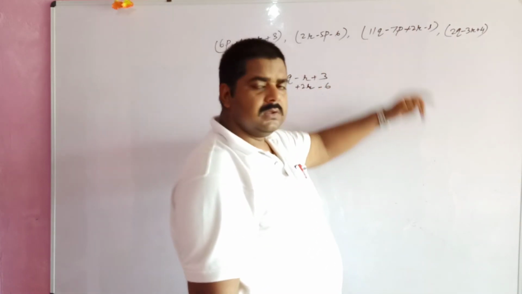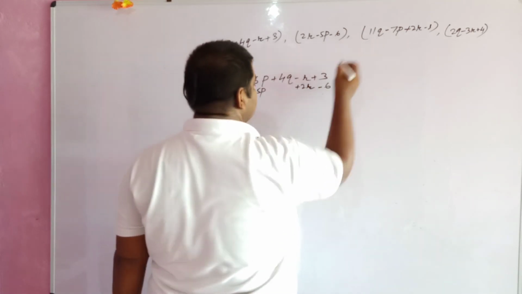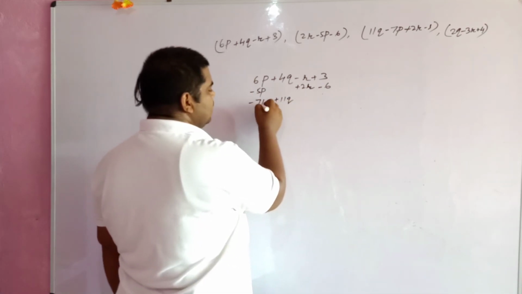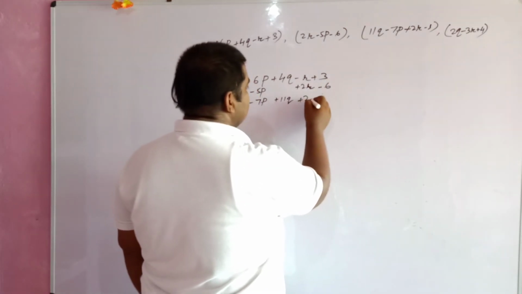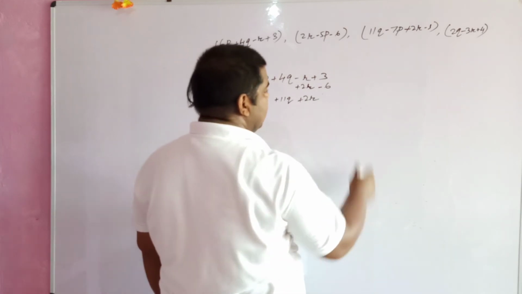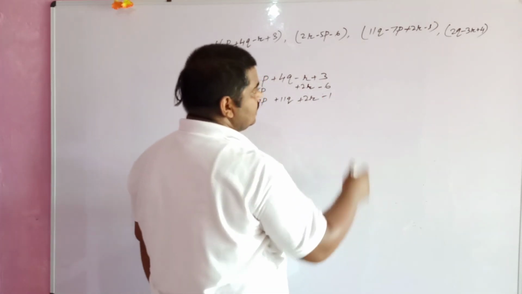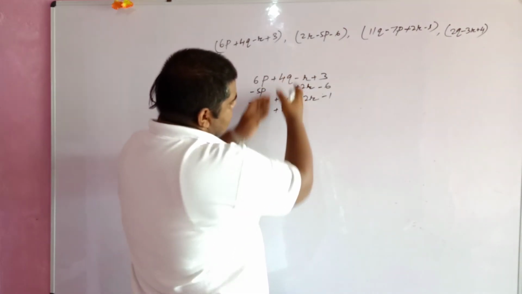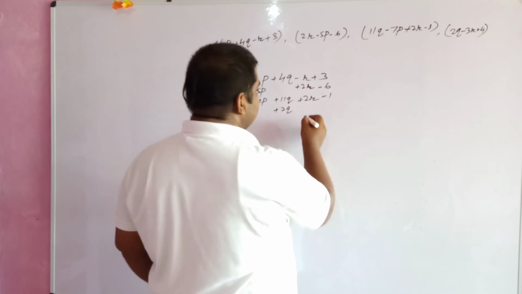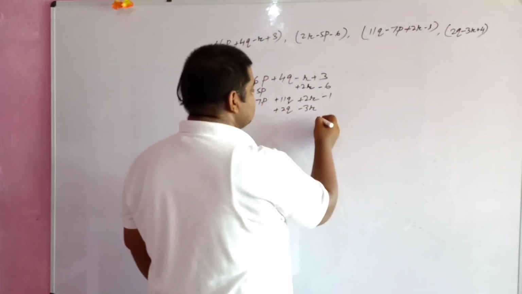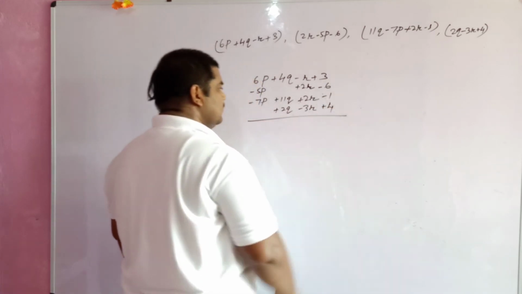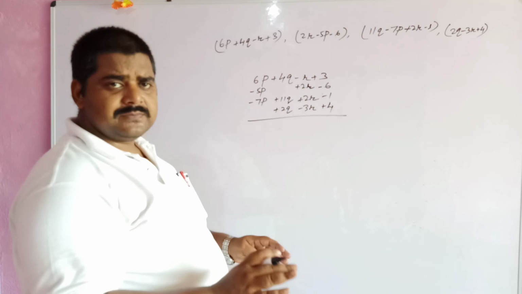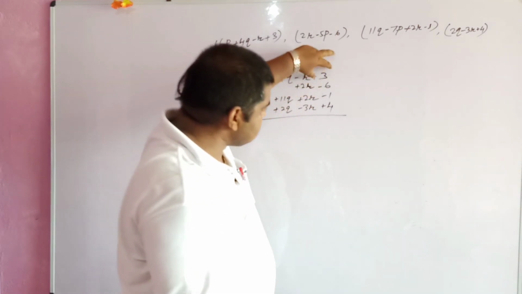Similarly, you can do it for the third expression: 11q, just below the q, plus 11q. Then minus 7p, then plus 2r again, then minus 1. And the last one is 2q, where there is a q, it should be in one sequence. Then minus 3r, and last one plus 4. So you can arrange it in column. This first work you have just completed. Then you have to do the operations.